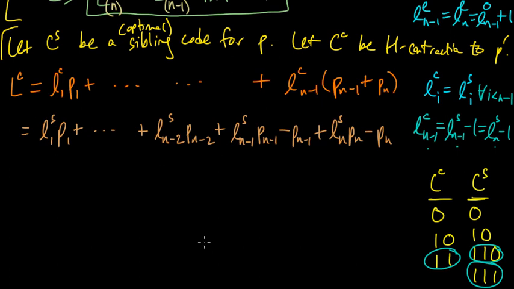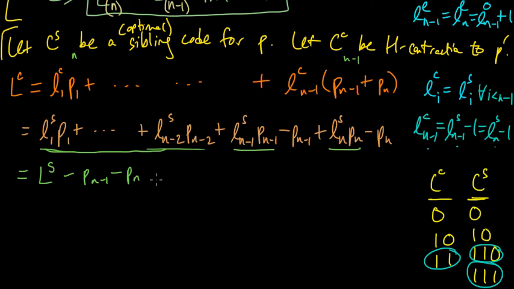All right, and now hopefully, if it works, we're getting something that looks like the expected code word length of our sibling code. So we've got all the stuff up to here. The sibling code is on n elements. Our contraction was on n minus 1. So we've got that part, and we've got that part. So we are good. We've got L^S, that's all this stuff. And then we're left over with minus p_{n-1} minus p_n.